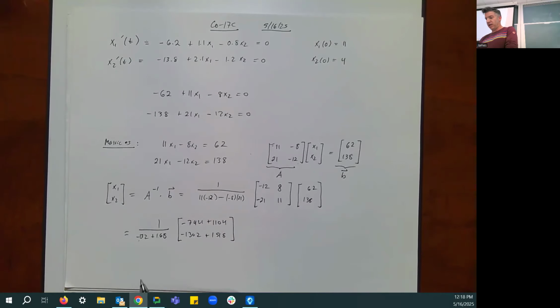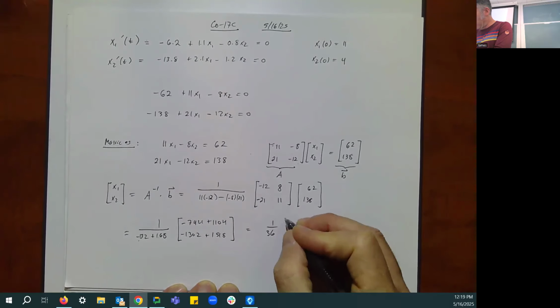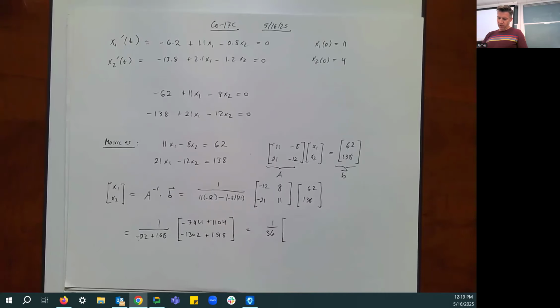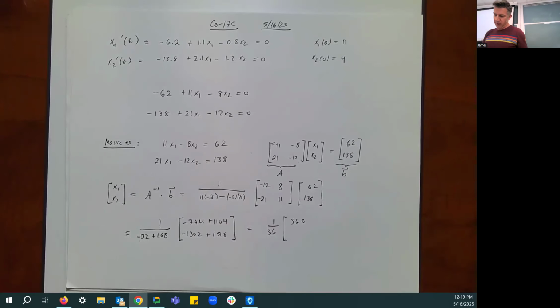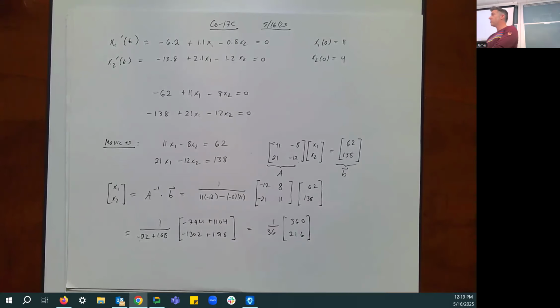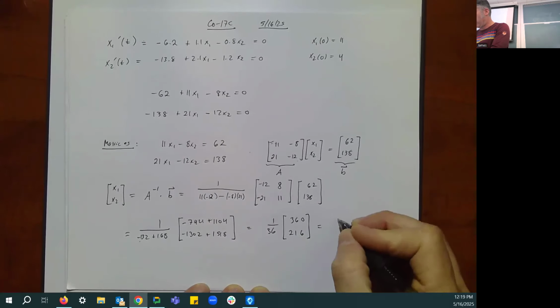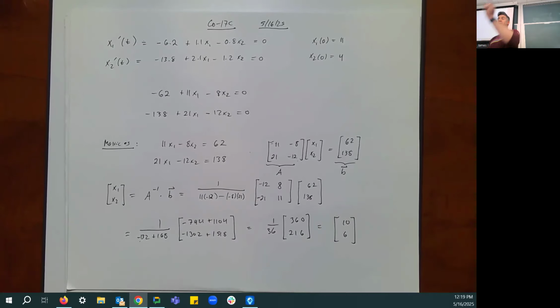Okay. So let's see. Negative 132 plus 168 is 36. And then 1104 minus 744, oh, look at that. It's 360. How beautiful. We're on track here. And then I'm hopeful for the next one too. 1518 minus 1302 is 216, which I think is 36 times 6. So multiplying the 1/36 through, I believe we get 10, 6. That worked out nice. So what that means is our solution is x1 equals 10, x2 equals 6.